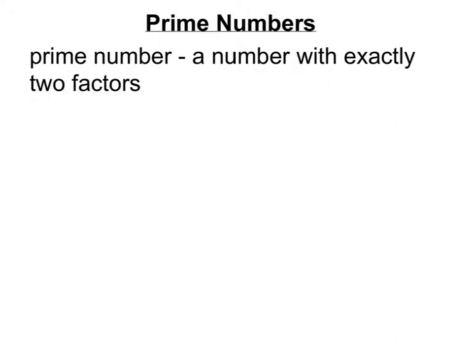So, let's take a look. 2, if we write out the factors of 2, we start with the duh factors, 1 and 2. And we can see here we've instantly moved from one side to the other as we count. So we're done. With exactly 2 factors, 2 is a prime number.